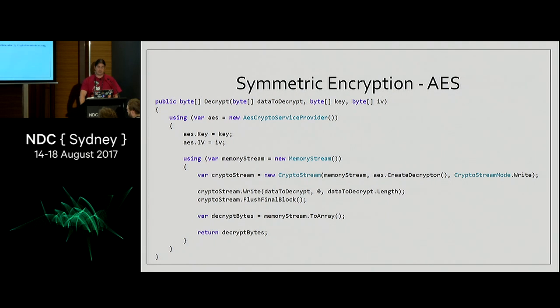To decrypt it, we pass in the same information: our data to decrypt, our key and our initialization vector. We create the AES Crypto Service Provider class, create the streams, call write on the streams, and then that data gets decrypted. So it's nice and straightforward to use.